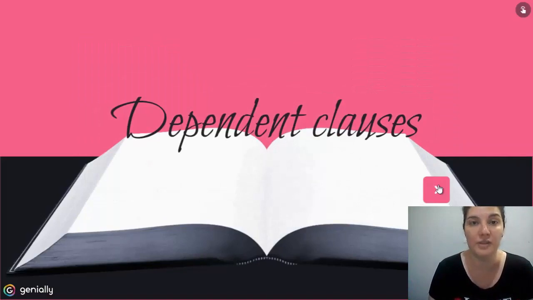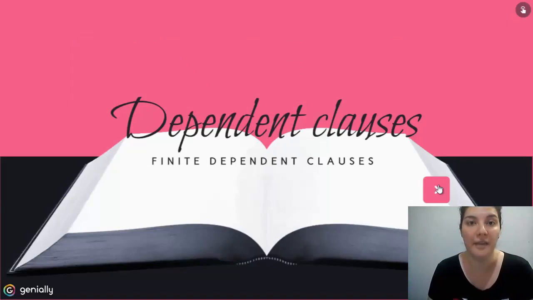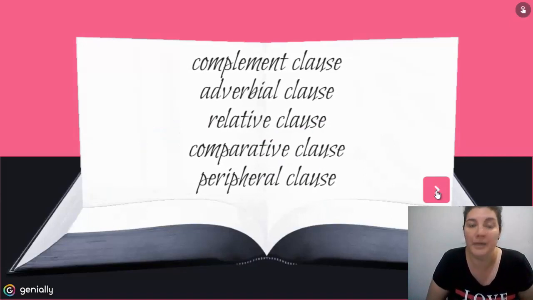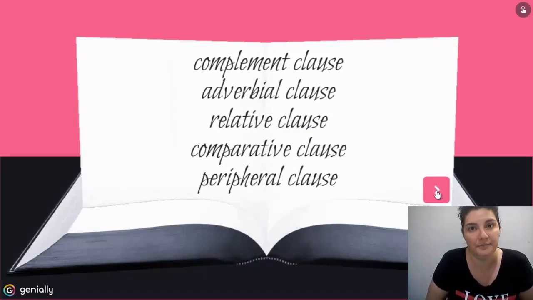Dependent clauses can be either finite or non-finite. They can show tense and modality or not. But in this video, we're going to focus only on finite dependent clauses, and we'll classify them according to their syntactic roles within a clause or a complex sentence. Finite dependent clauses within a complex sentence can be a complement clause, an adverbial clause, a relative clause, a comparative clause, or a peripheral clause. We'll see them in close detail.